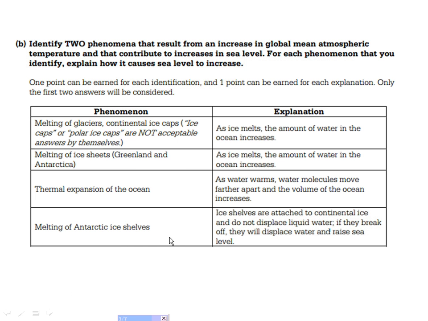We talked about the Larsen B ice shelf that broke off over a period of months, and so this is just adding to the sea level. The other one, which you know is the number 1 reason why the sea level is rising, you could have written thermal expansion. So because the temperature is warming, the atmospheric temperature, the water is warming, and therefore we're seeing water molecules move farther apart, and so this is due to thermal expansion. So you needed 2 phenomena and 2 explanations, and only the first 2 that you listed would be correct.